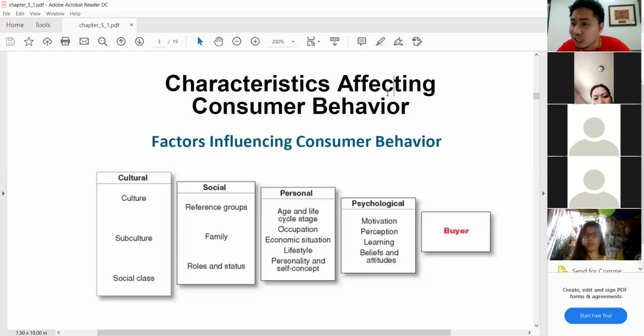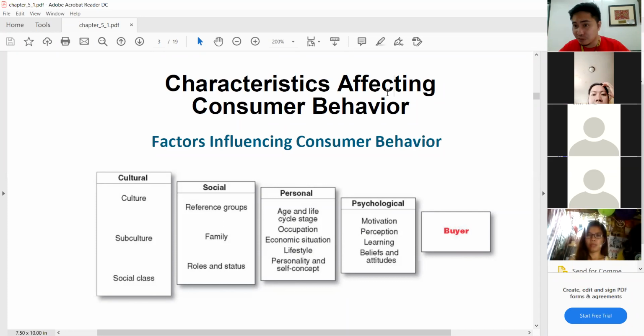Unlike the British and the Italians, they live up to 80 and 85 and can still walk, jog, and enjoy the beach. So the kind of lifestyle or life cycle that we have, in comparison to other nationalities, affects our consumption behavior.